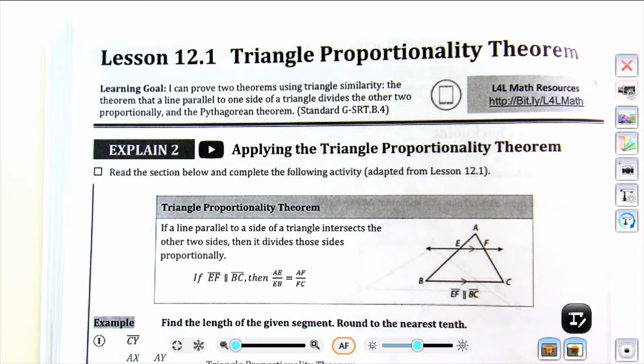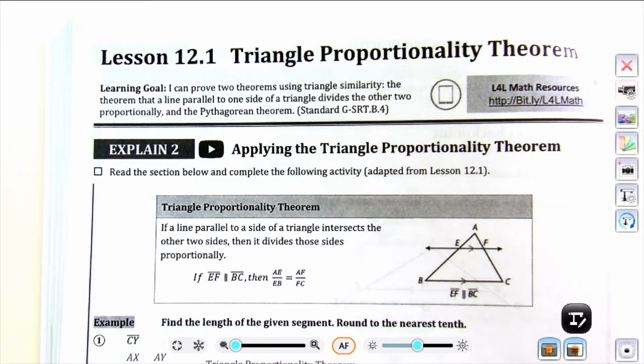Hello class, this is lesson 12.1, the triangle proportionality theorem. So in this lesson, you're going to be learning about the triangle proportionality theorem and the converse of the triangle proportionality theorem. But let's go into the first theorem. What is the triangle proportionality theorem?